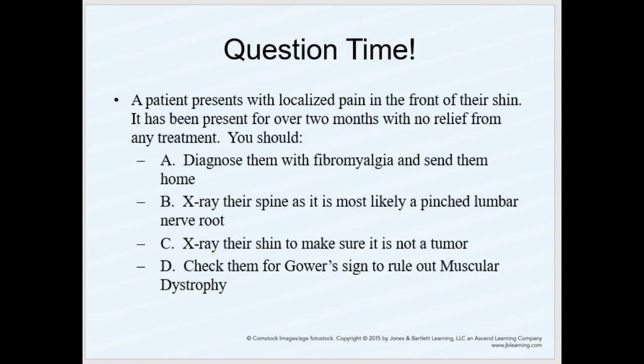So, patient presents with a localized pain in the front of their shin. It's been present for over 2 months with no relief from any treatment. You should, A, diagnose them with fibromyalgia, send them home. B, x-ray their spine, as it is most likely a pinched nerve. C, x-ray their shin to make sure it's not a tumor. D, check them for Gout sign to rule out MD. Answer it correctly. Thank you so kindly.